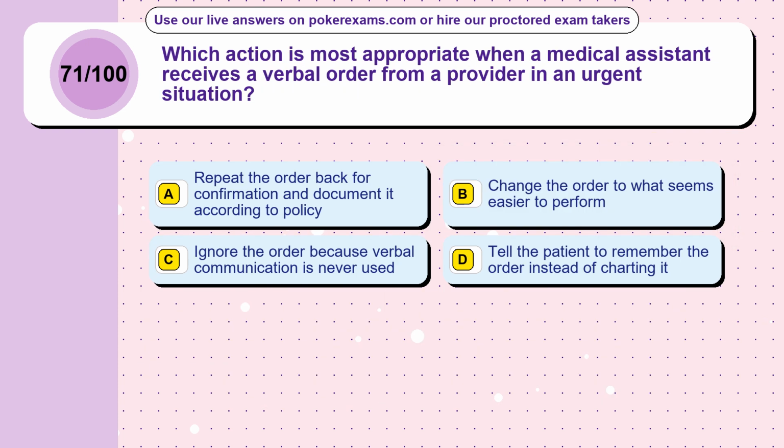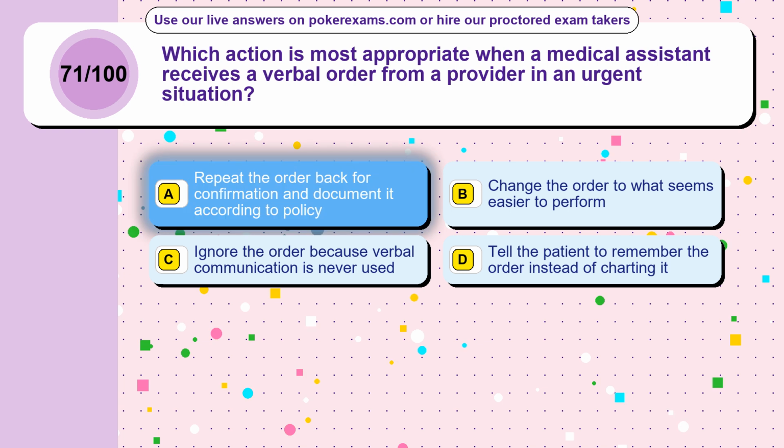Question 71. Which action is most appropriate when a medical assistant receives a verbal order from a provider in an urgent situation? Option A. Repeat the order back for confirmation and document it according to policy. Option B. Change the order to what seems easier to perform. Option C. Ignore the order because verbal communication is never used. Option D. Tell the patient to remember the order instead of charting it.